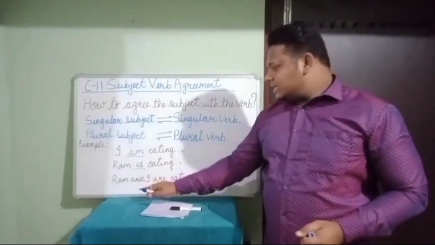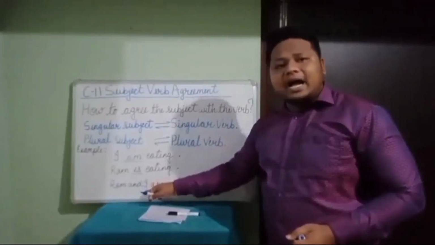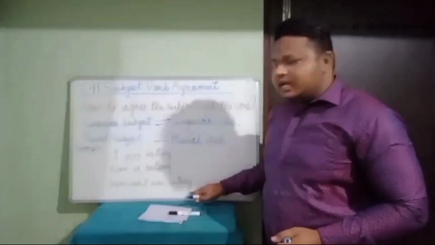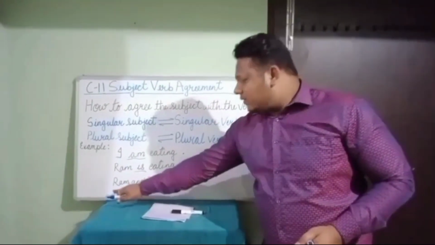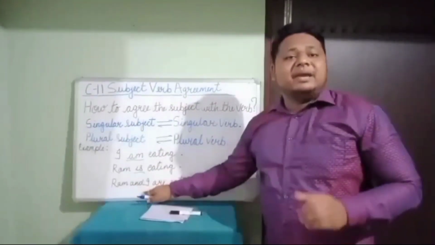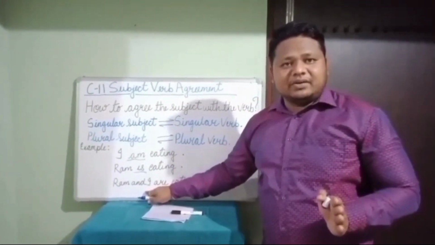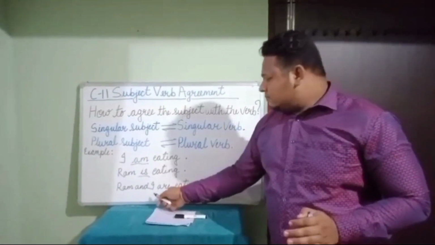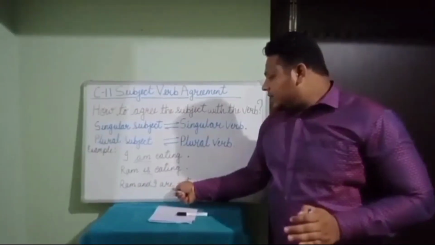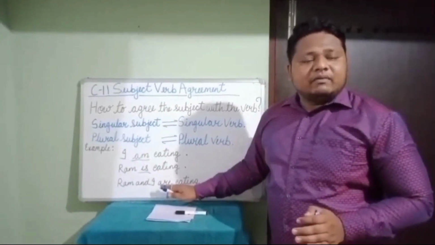In the third sentence, "Ram and I are eating." Here the subject is plural. Ram and I makes a plural subject, so the verb used here is are. This is the plural form of verb.